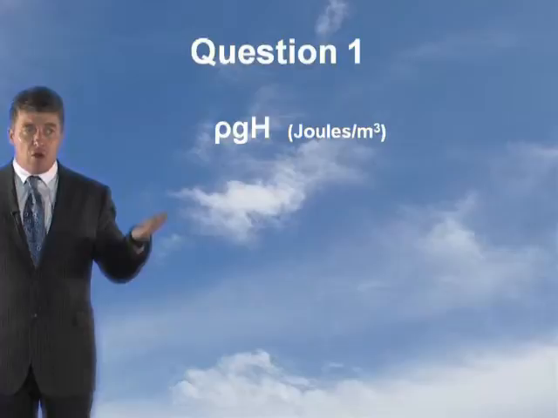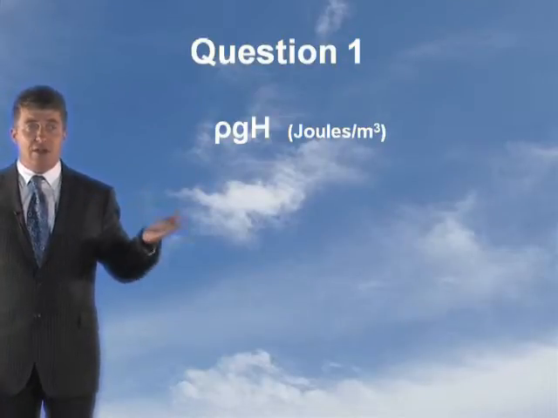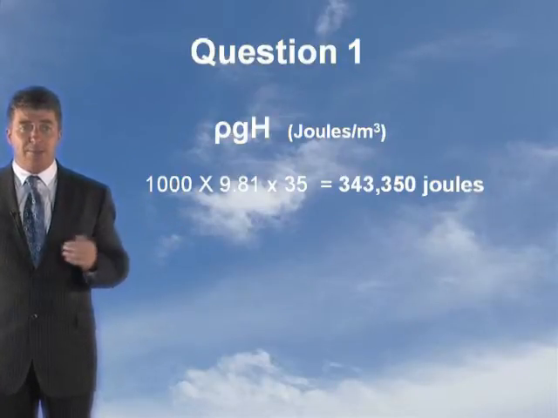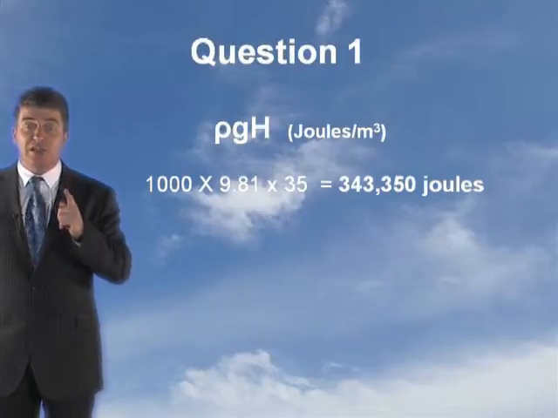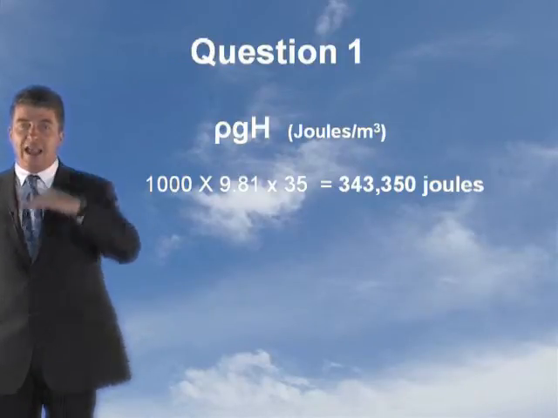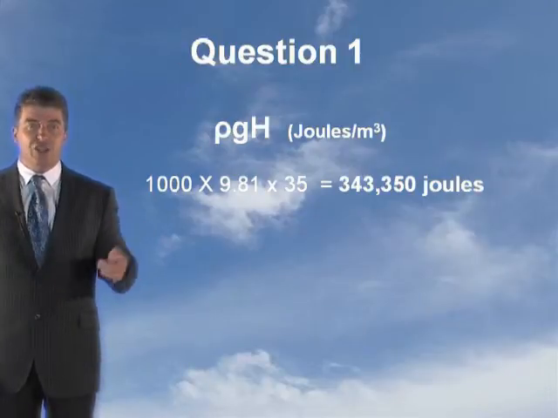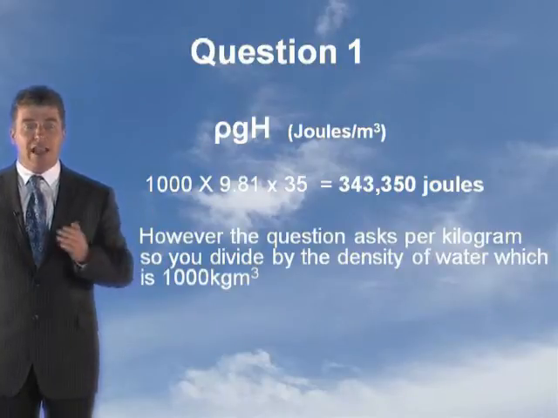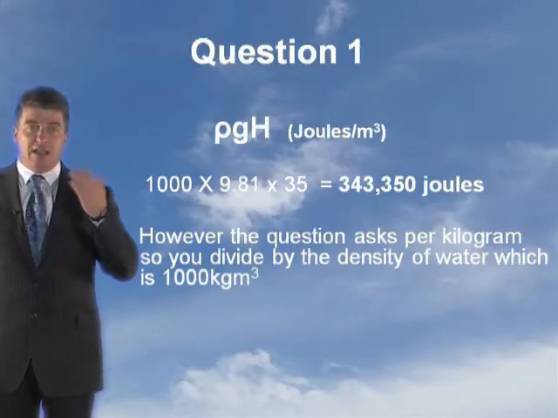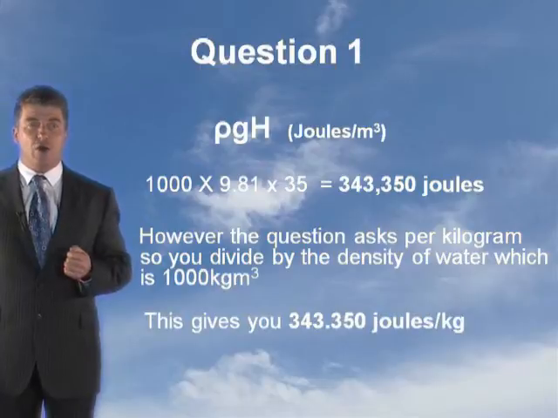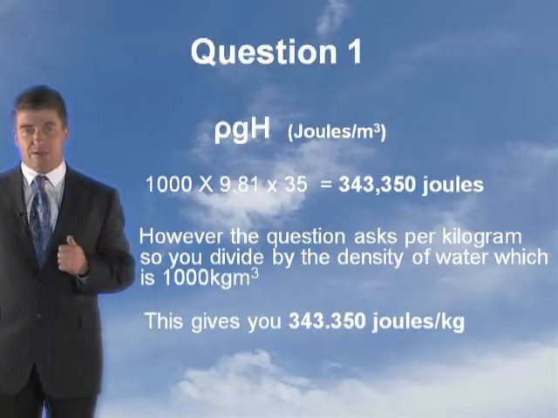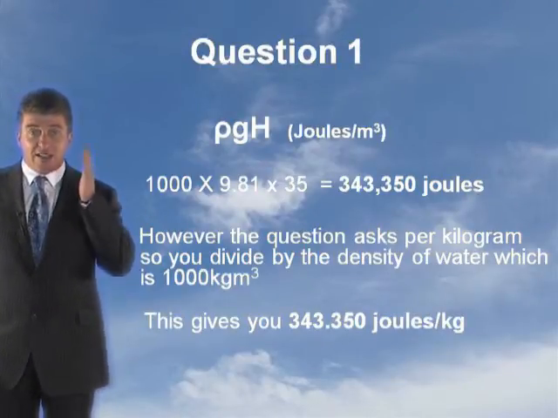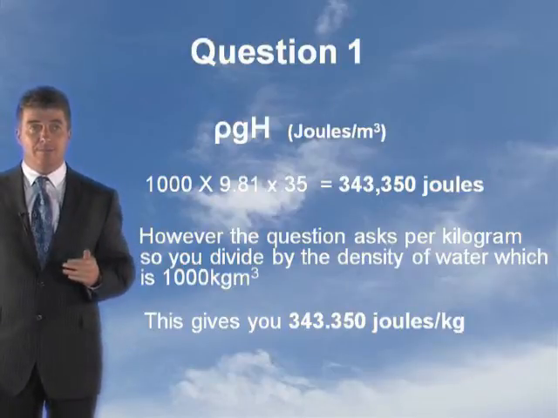Well, all you do is use this: the potential energy per metre cubed is rho g h. So you've got 1,000 times 9.81 times 35 metres from the datum line. Don't forget, 35 metres gives you 343,350 joules. However, again, the question's asking you per kilo, so you divide it by 1,000 and you get 343.35 joules. That's your answer. That is the potential energy of that water.